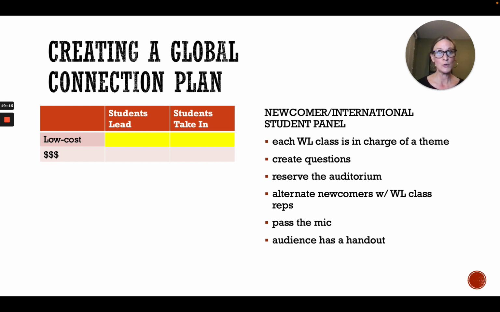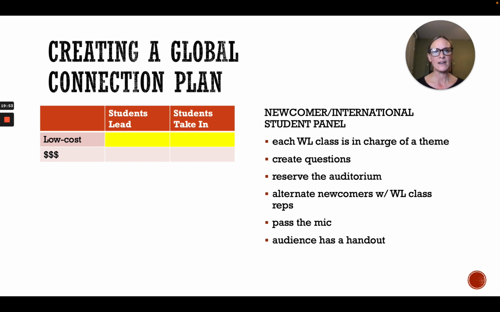Then the newcomer and international student panel. This is something I really, really loved because it took place in a high school that I was working in. And in this high school, there were newcomers to the United States, and there were also international students there who were studying abroad. So often in so many schools, newcomers and international students, English language learners, tend to be in that one little corner of the school. They don't know a ton of kids, and this is a way to make connections right in our own school.